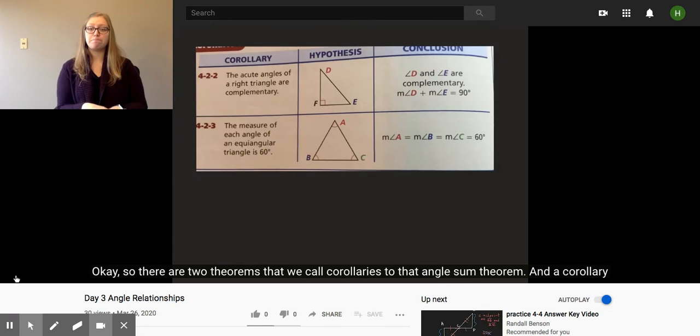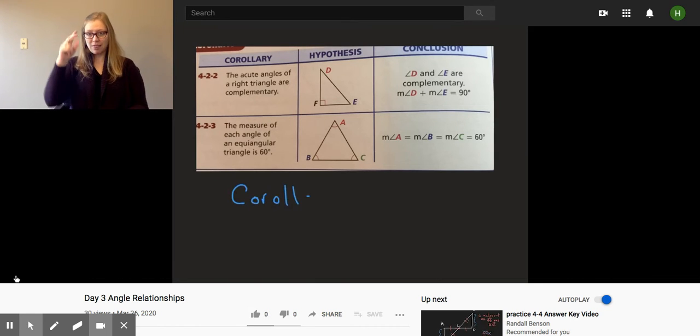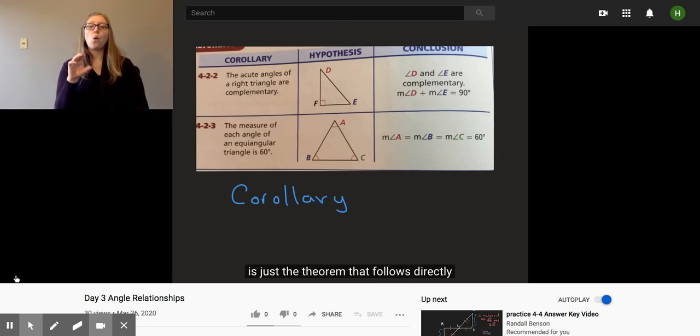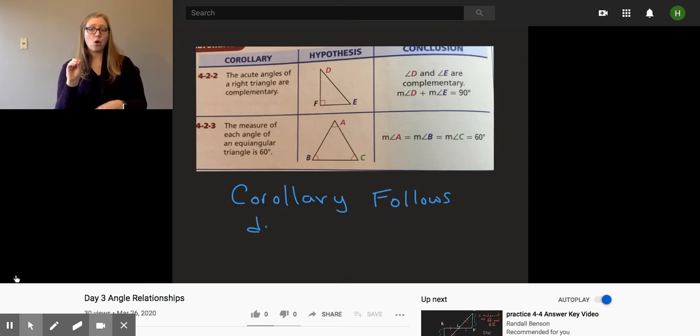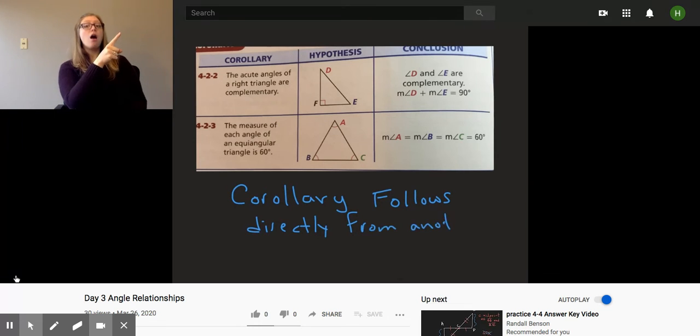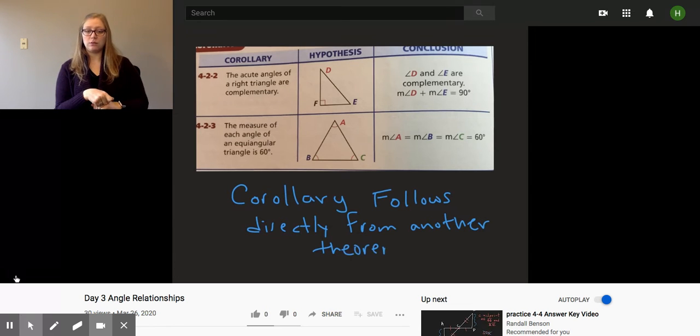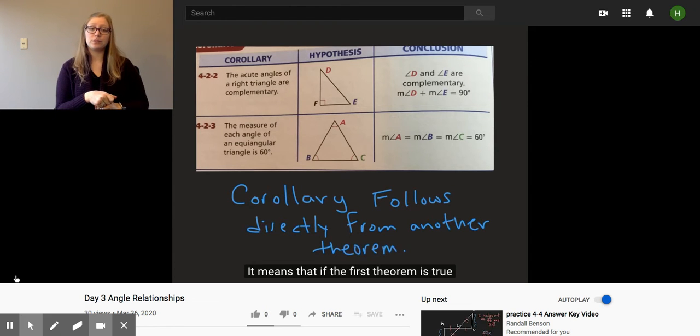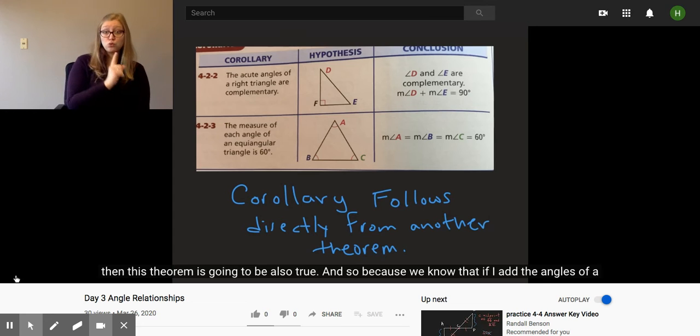Okay, so there are two theorems that we call corollaries to that angle sum theorem. A corollary is just a theorem that follows directly from another theorem. It means that if the first theorem is true, then this theorem is also true.